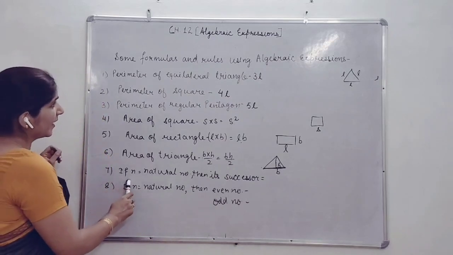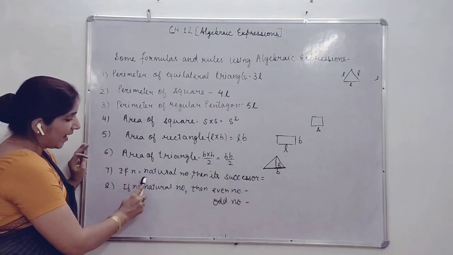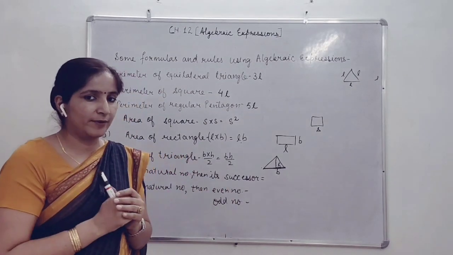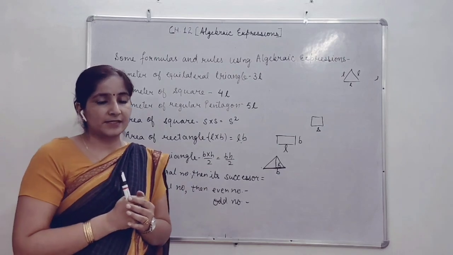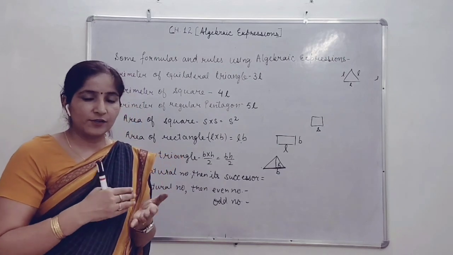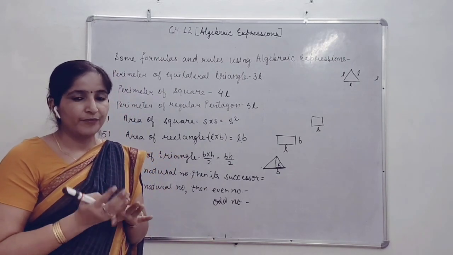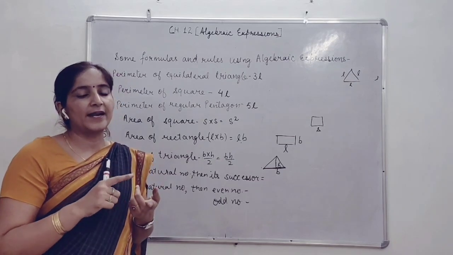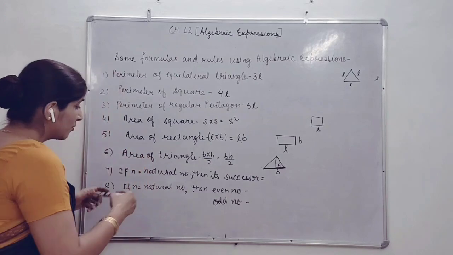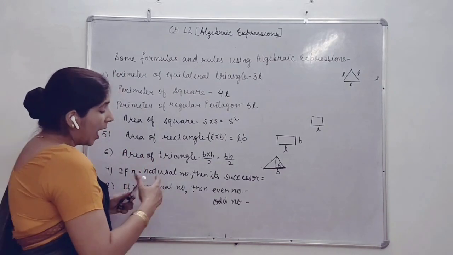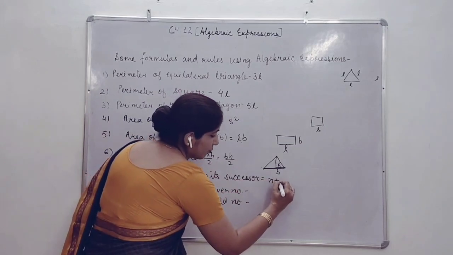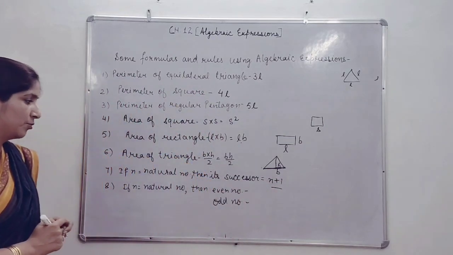So here also we are using variables and constants to write the formulas. Now next is a rule basically. If n is a natural number, you can think of any natural number, suppose 5. So what can be the successor of 5? The successor of 5 is always, if we add 1 to that, means 6. So if n is the natural number, how can we write it in algebraic form? So it will be n plus 1. So this you need to understand.